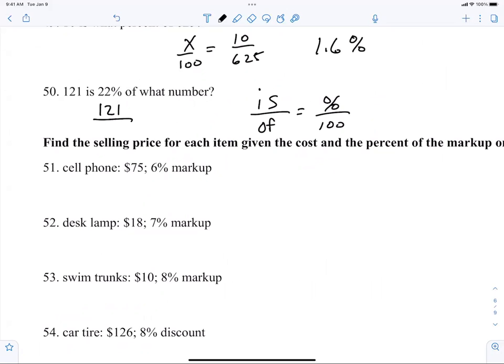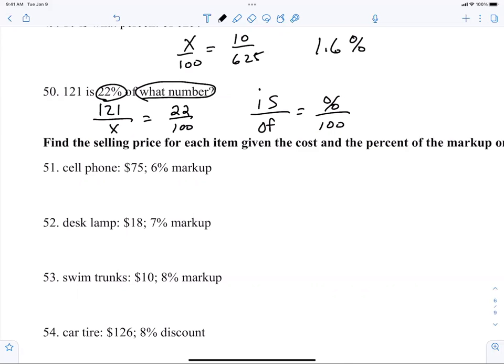So is over. What's next to the of? The unknown, right? No, the 22% automatically goes over 100. You with me? There you go. Now look at that. I want to make sure you understand that. Do you understand how I set that up now? Yeah. Anytime you see the percentage, that goes over 100.